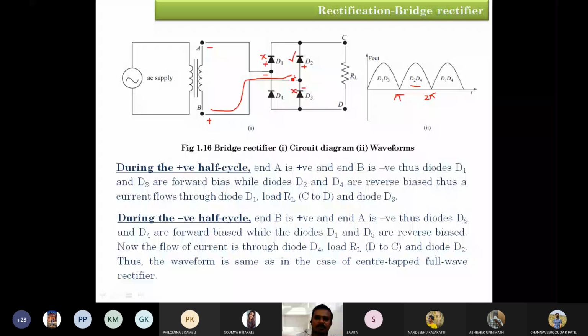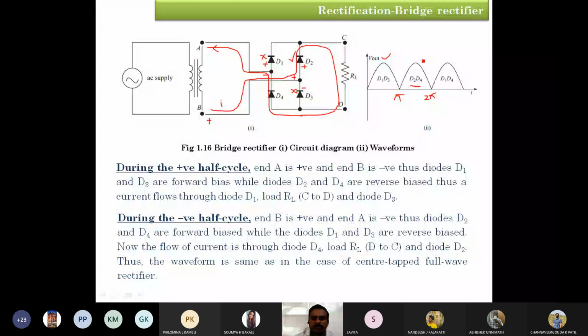So in any cycle, the diode and load resistor RL are going to conduct the current, hence output will be there across the load resistor RL. Because of this diode phenomenon, we are going to observe that for the positive cycle, output is there, and for the negative cycle, output is there. Okay, so this is the bridge rectifier concept.